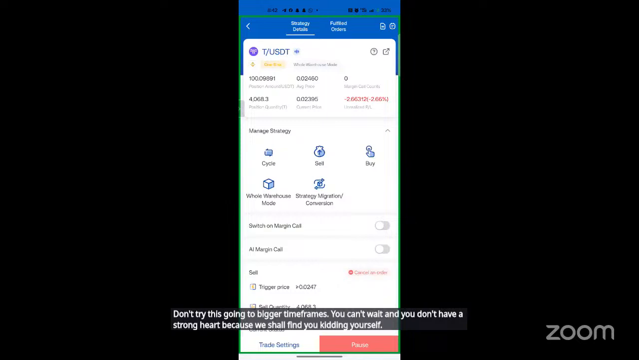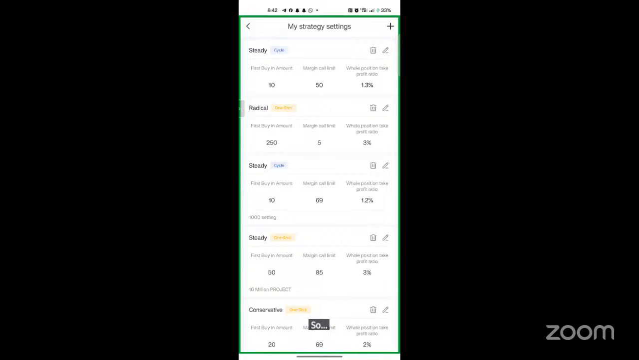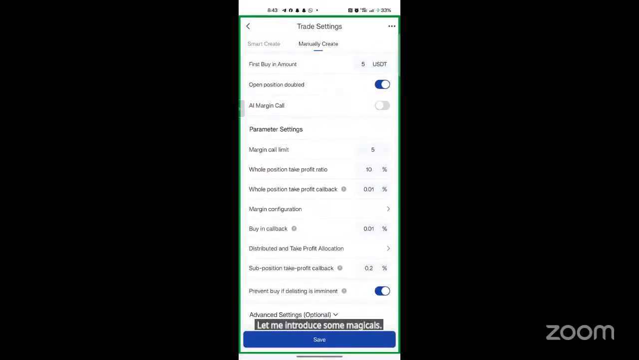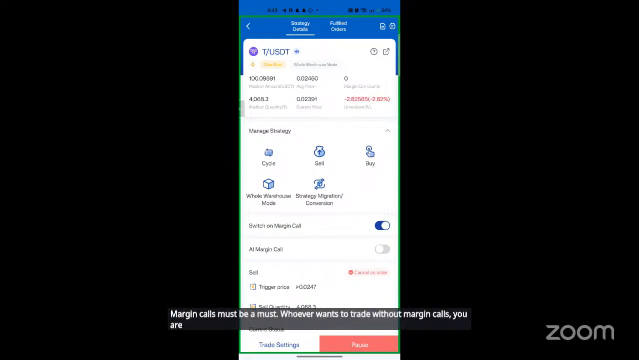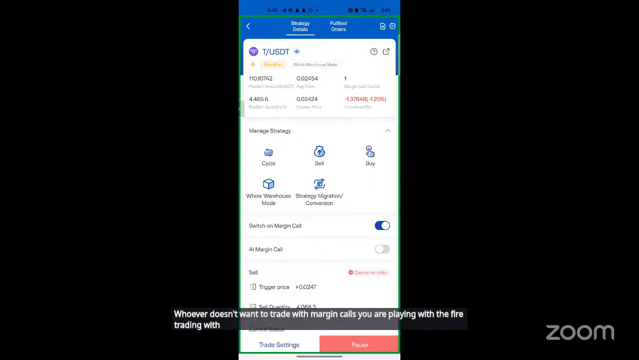So, let me introduce some margin calls. Margin calls must be a must. Whoever wants to trade without margin calls, you are playing with fire. Whoever doesn't want to trade with margin calls, you are playing with fire. Trading with margin calls is a must.